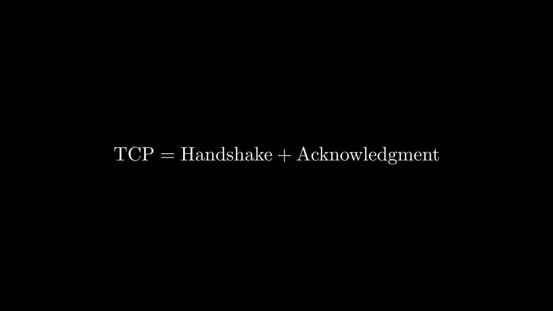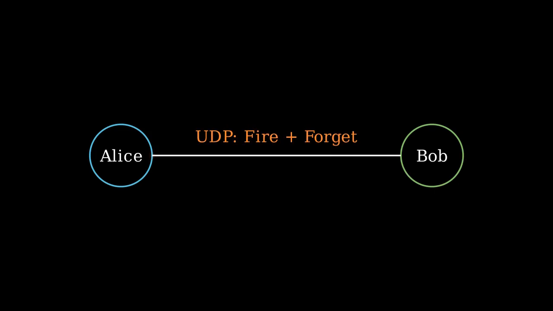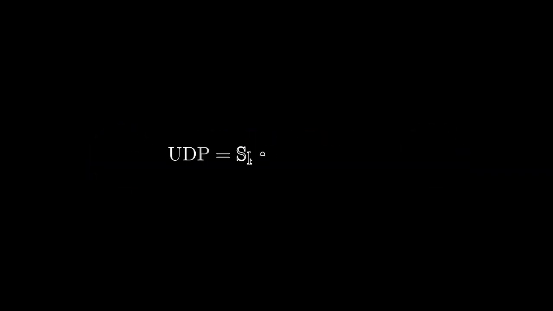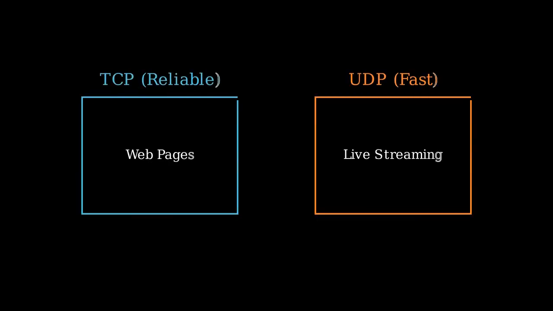But what if you need speed more than perfection? In another scenario, Alice sends a swarm of data using UDP, which is a fire and forget approach. Alice just keeps sending packets rapidly without waiting for any confirmation. If one packet gets lost in transit, it simply vanishes, but the stream continues forward uninterrupted. In this mode, raw speed is prioritized over data integrity.